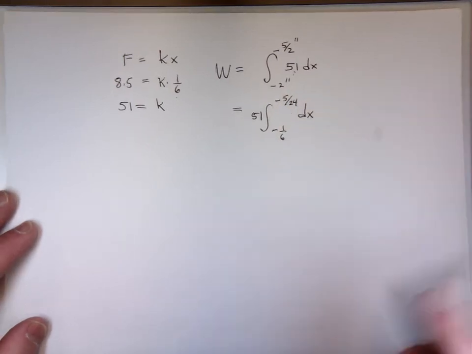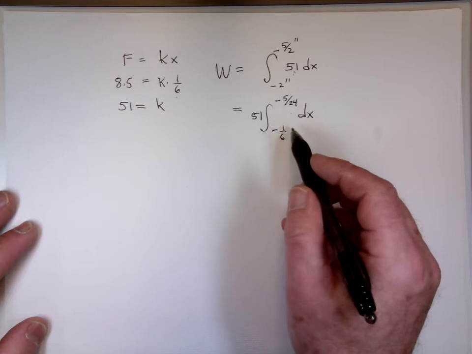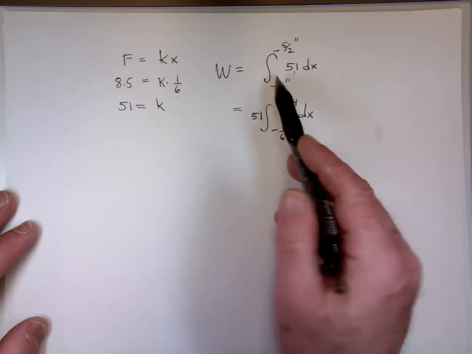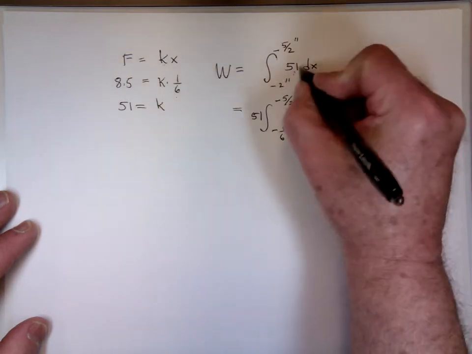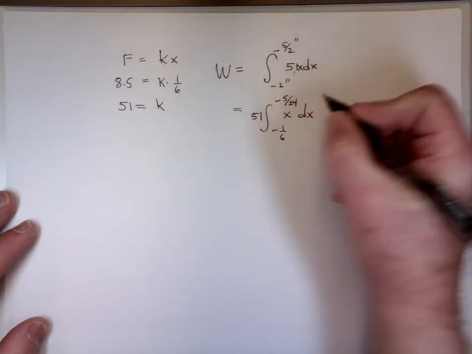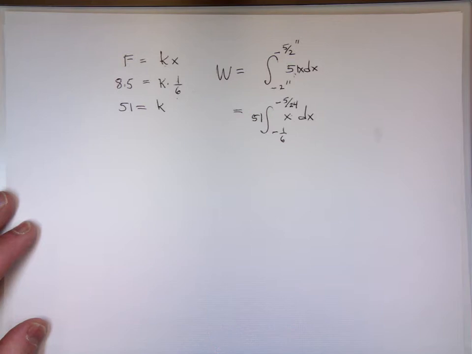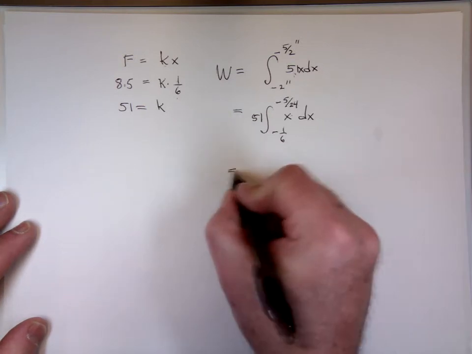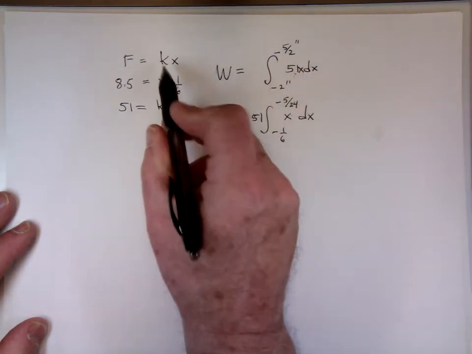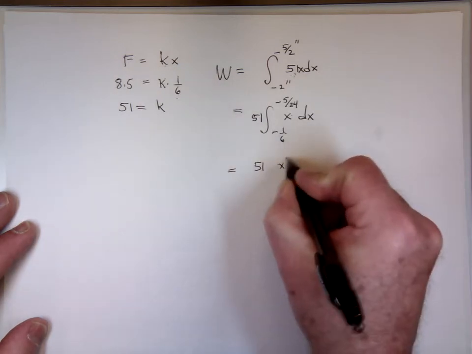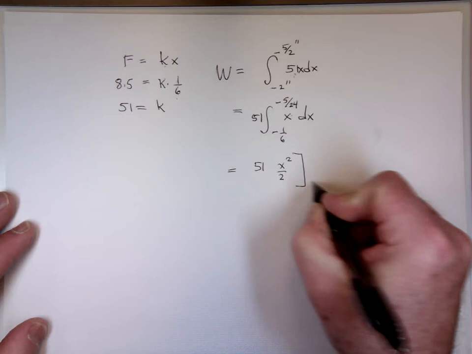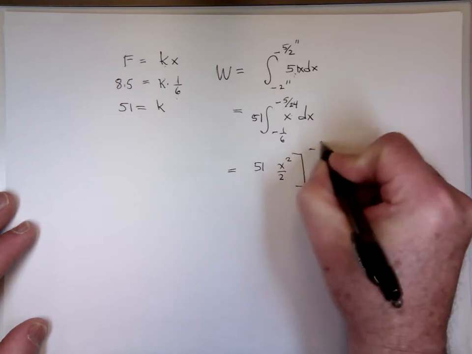So, is there an x? Kx, it's kx. Yes, there is an x. Thank you, Damien. All right, so here's kx, that's what we have to integrate, the force. So it's 51 x squared over 2 from negative 1/6 to negative 5/24.